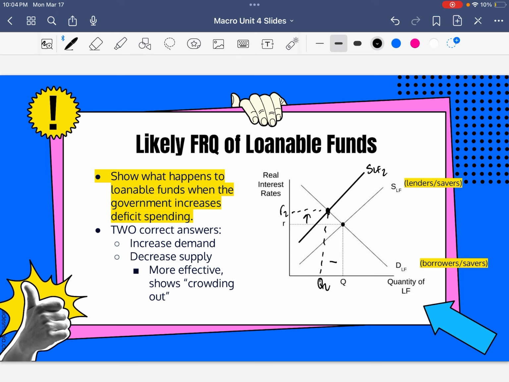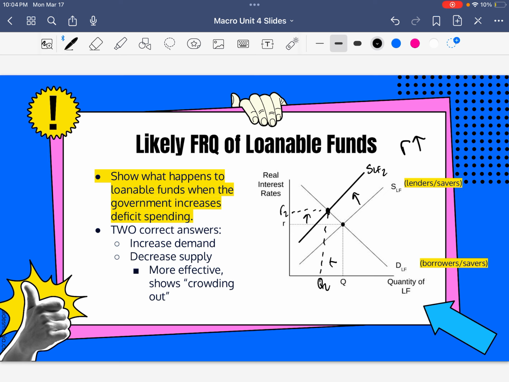Let me fill in all these arrows. Oop, I'm missing one right here. And you see how we get the same effect? Real interest rates are going to increase, meaning real interest rates for both borrowers and savers are going to increase. This is an interesting phenomenon we're actually going to cover next unit. I want to say it's topic 5.5, called crowding out.